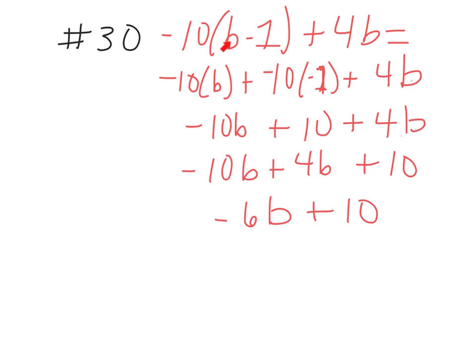On page 110, number 30, the instructions were to simplify the expression, and the problem was negative 10 times b minus 1 plus 4b. We distribute it, and we have negative 10 times b plus negative 10 times negative 1, plus 4b. We continue to work it out, and we end up with negative 10b plus 10, because negative 10 times negative 1 is positive, plus 4b. We now put like terms together. Negative 10b plus 4b is going to equal 6b, and plus the 10, and this is our answer.